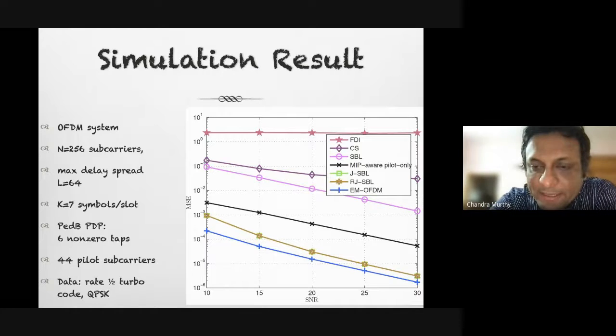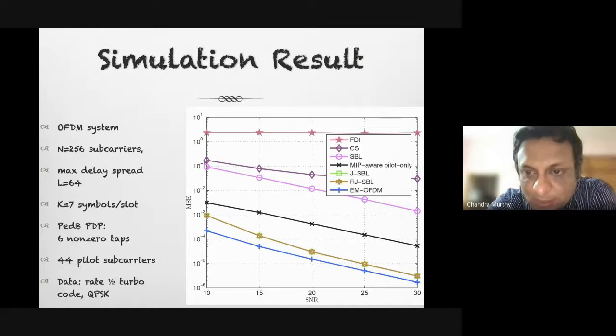And in fact, it outperforms an algorithm which is optimal, an optimal Genie-aided algorithm which knows the locations of the 6 non-zero taps. So that is the MIP. It is aware of the multipath intensity profile or the power delay profile, but uses only the pilot symbols to estimate the channel.